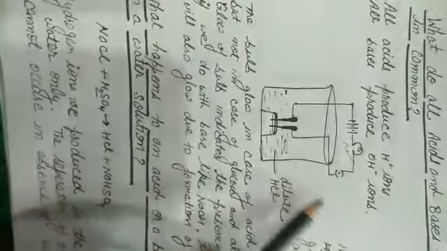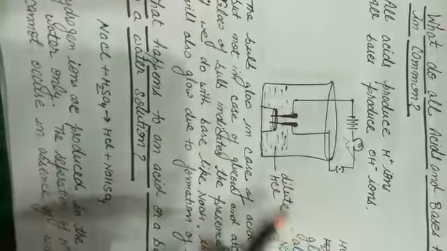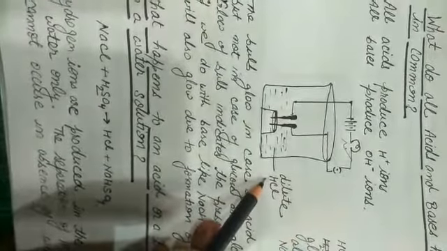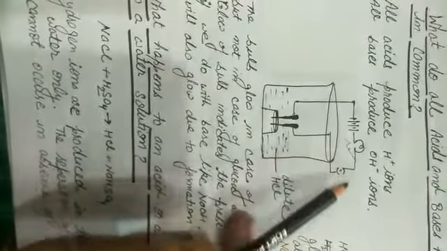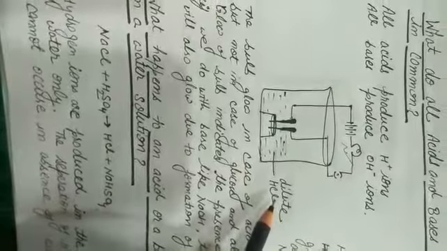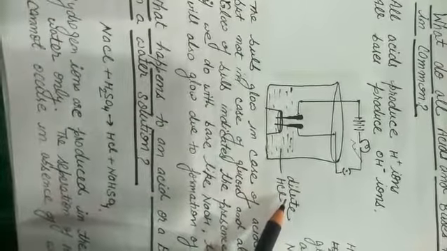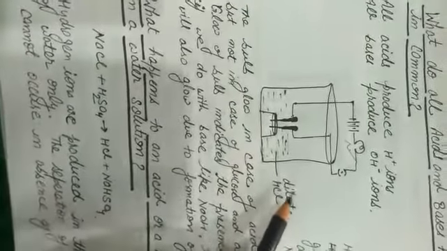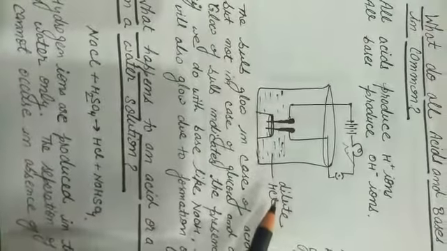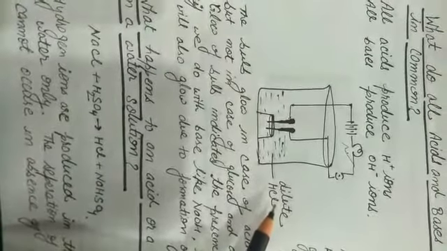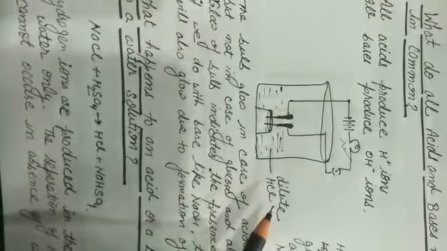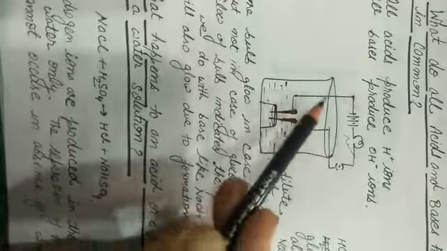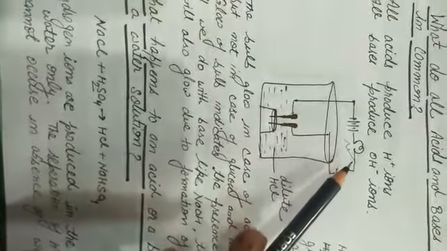So from this activity we observe that when we put acid solution and base solution, in both cases the bulb starts glowing. We know that electricity is conducted due to the presence of ions. It means acids and bases both are producing ions, due to which electricity flows and the bulb starts glowing.